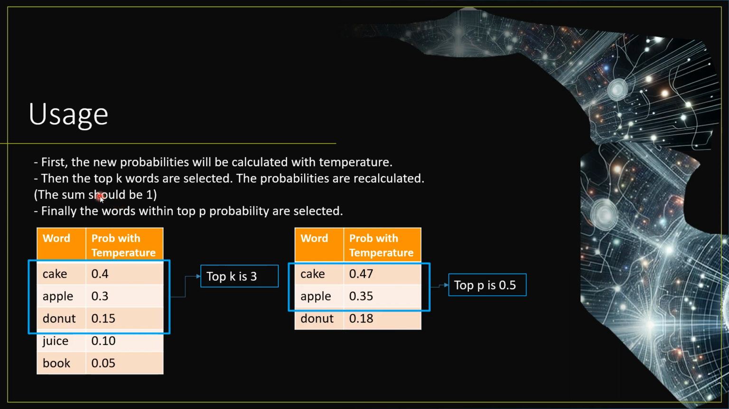For example, here, the new probabilities will be calculated with temperature, then top K words are selected, and the probabilities are recalculated because the sum should be 1. Finally, the words within top P probability are selected. As a result, cake and apple will be in our shortlist and the model selects one of them.